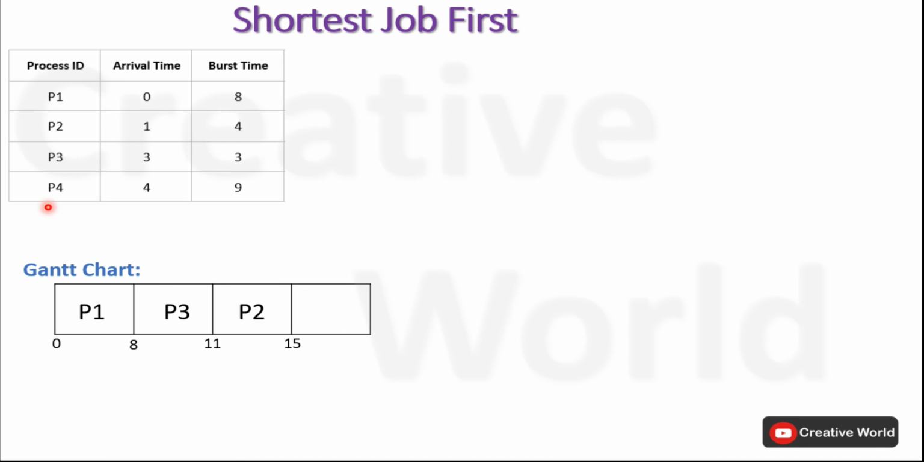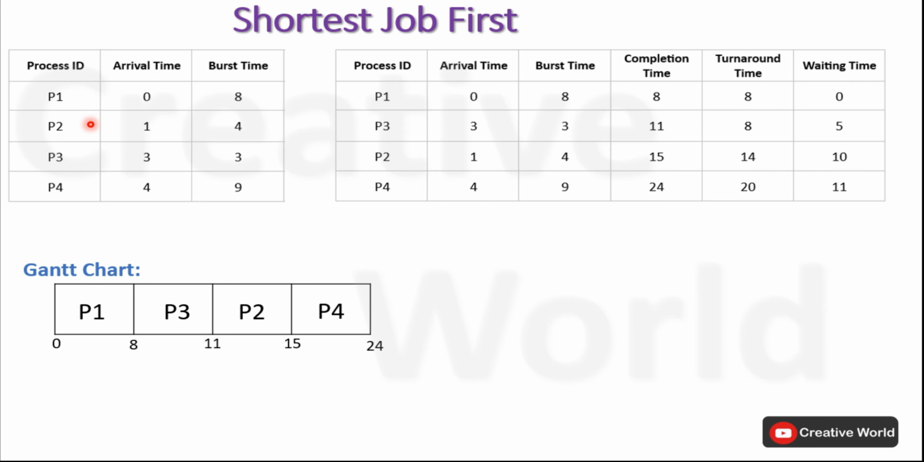Now the last process is P4 and because it is the last process, it will be considered the shortest job and it will be executed for its burst time of 9. So the process P4 will be executed up to 24. So in this sequence, the CPU implemented the shortest job first scheduling algorithm for this example. Now we will try to find out waiting time, completion time and turnaround time.